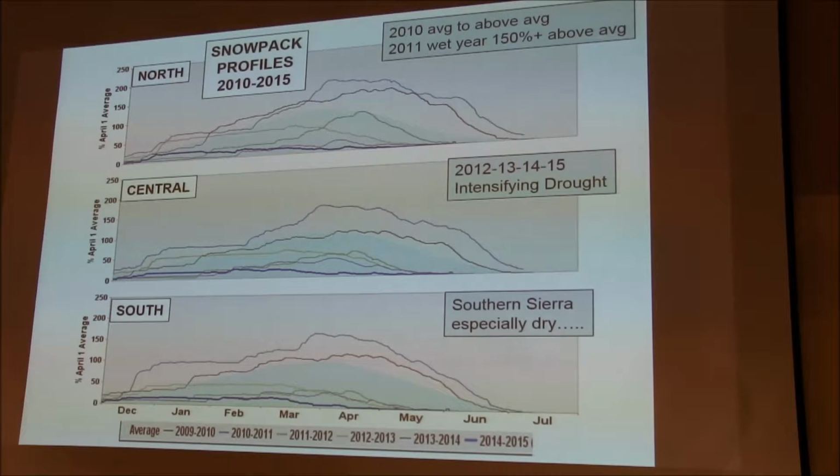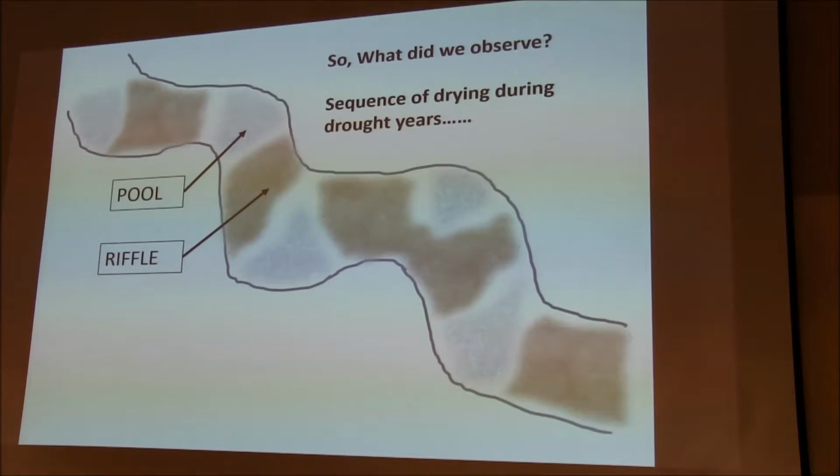So what I now want to talk about is a very simplified view of what we observed during this sequence of drying years, from the first years of above average flows to very high flows throughout this prolonged drought period. In this schematic, what I want you to be thinking about is how the erosional and depositional environments of riffles and pools are changing as a consequence of the changing flow regime.